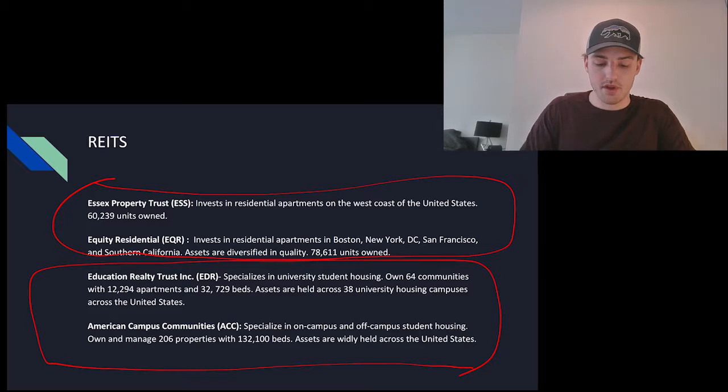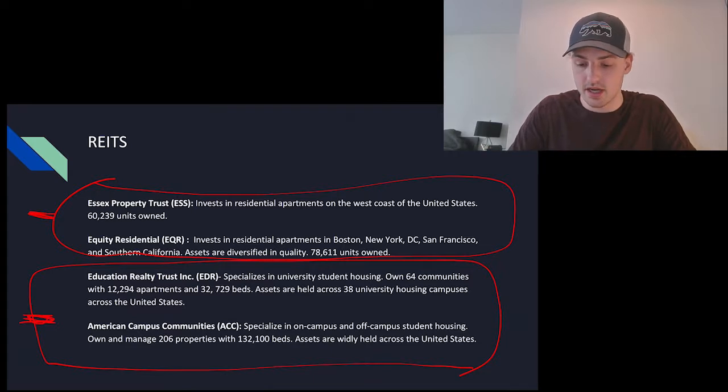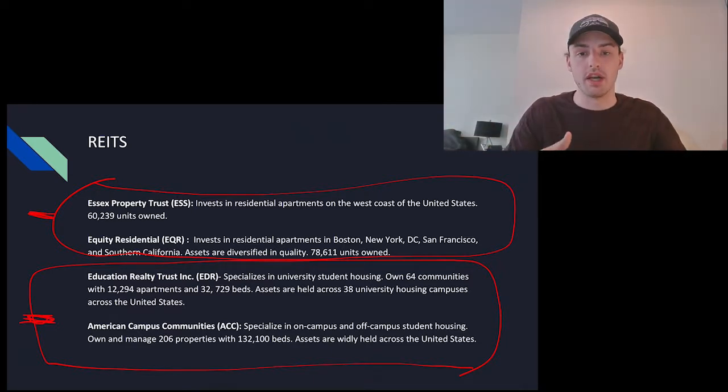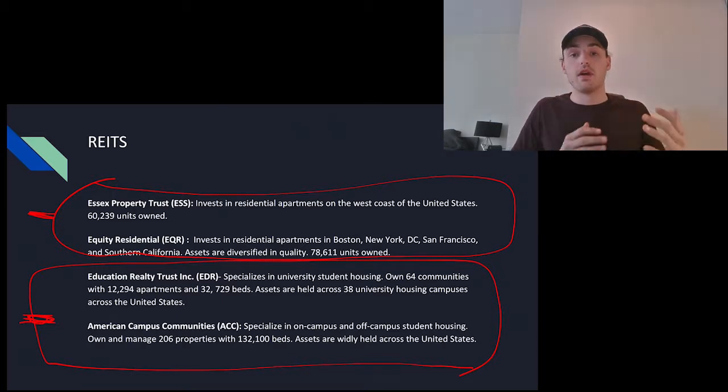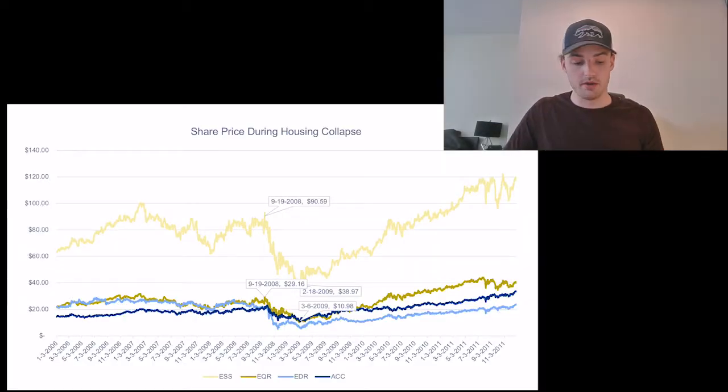So this top one here are the two REITs that we're looking at for residential apartments, and the student housing REITs are these two bottom ones. And in later slides, I've done a good job of color coding, and we'll always be talking from the perspective of residential housing versus student housing.